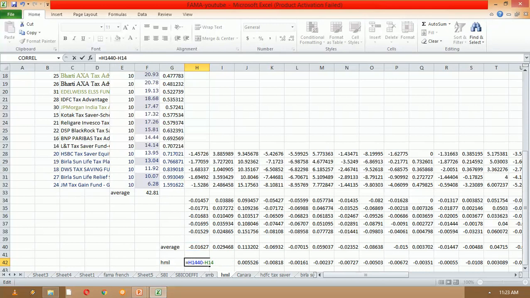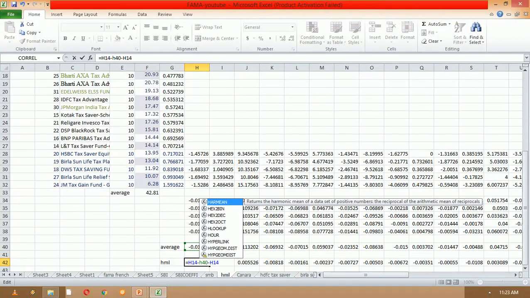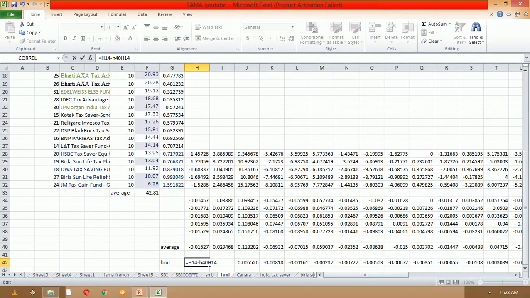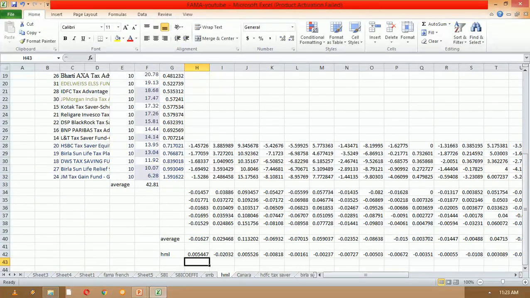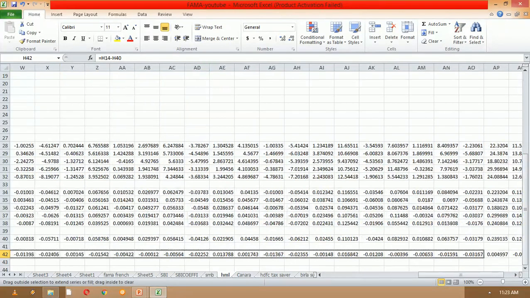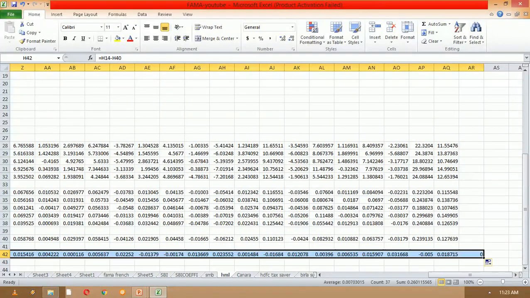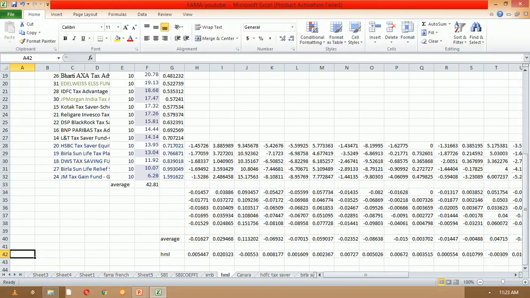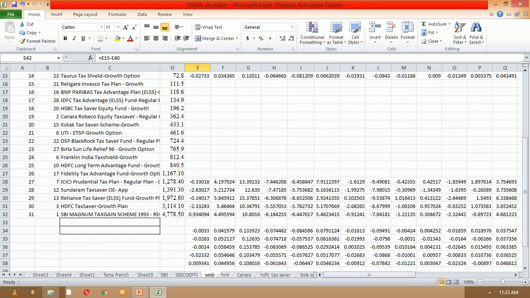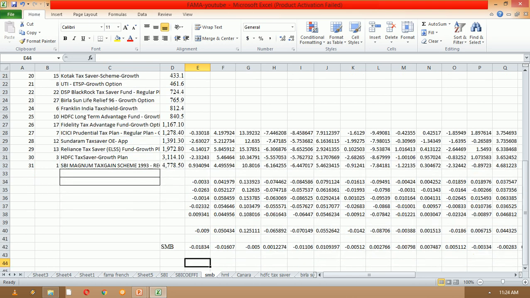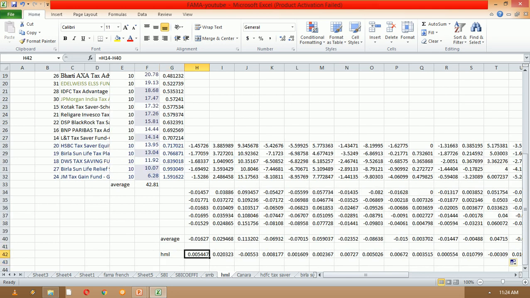H14 minus H40. You just drag it. Right, so we have calculated SMB and HML. SMB is calculated here in this sheet, and high minus low is here in the sheet.